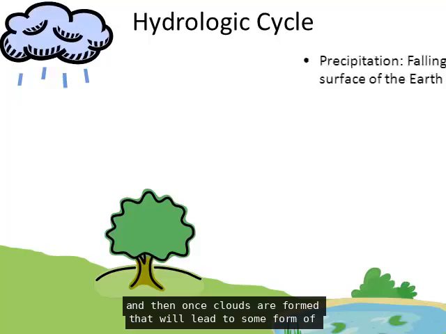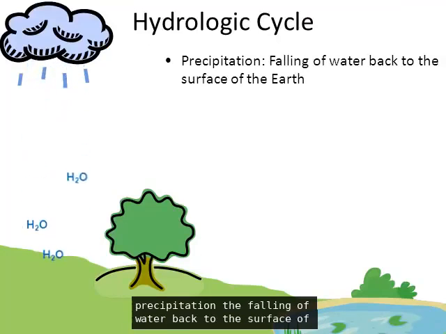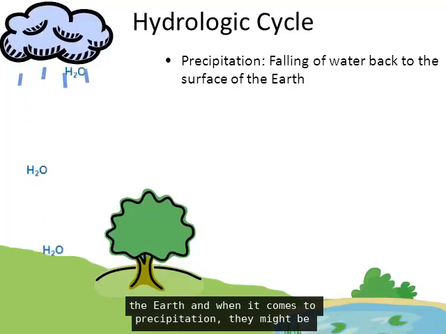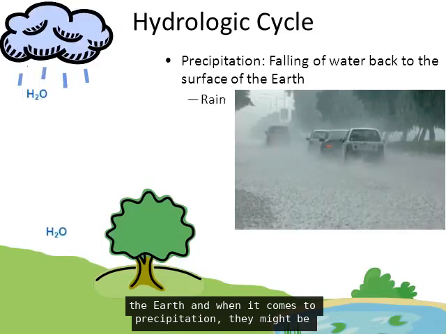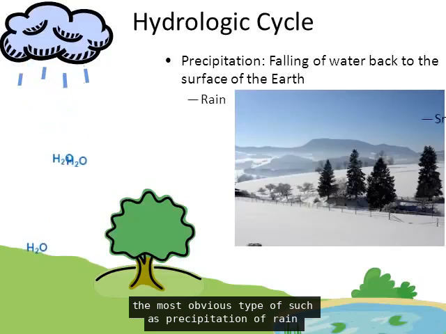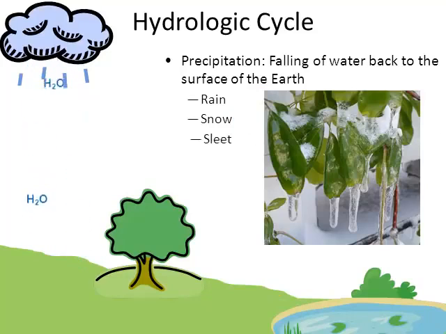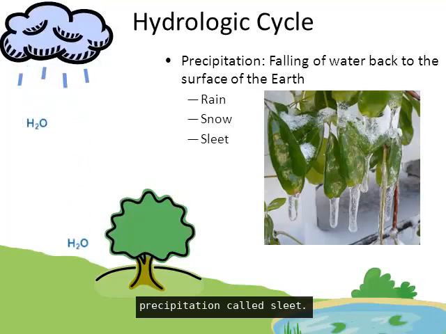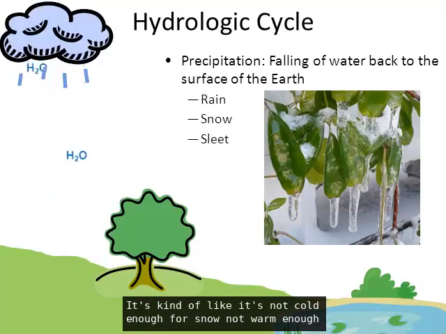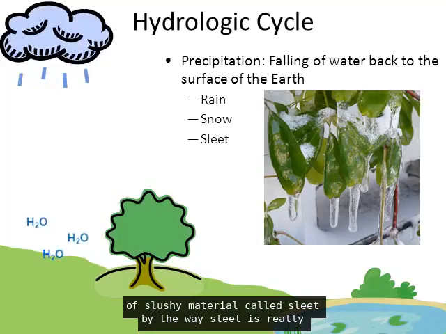And then once clouds are formed, that will lead to some form of precipitation, the falling of water back to the surface of the earth. And when it comes to precipitation, it might be the most obvious type, such as rain, or of course there's the precipitation called snow, and precipitation called sleet. It's kind of like it's not cold enough for snow, not warm enough for rain. You get this mixture of slushy material called sleet.